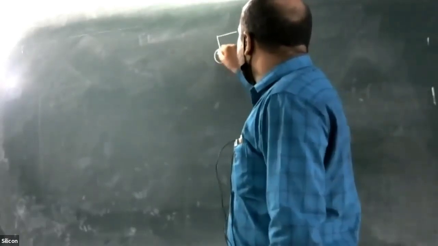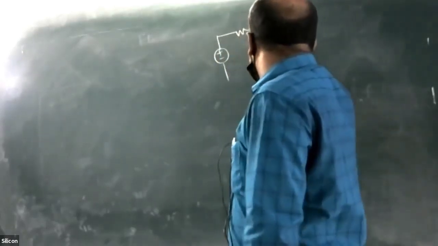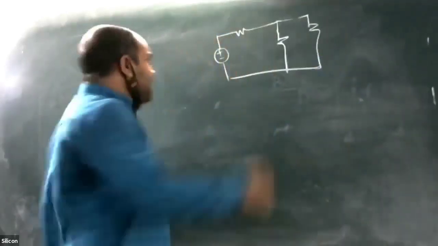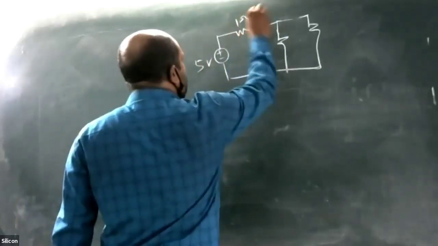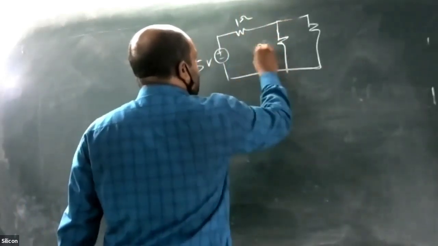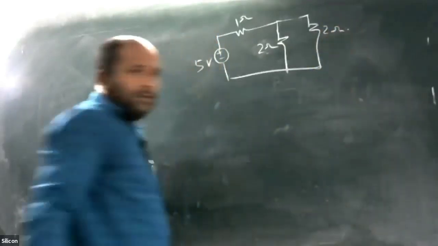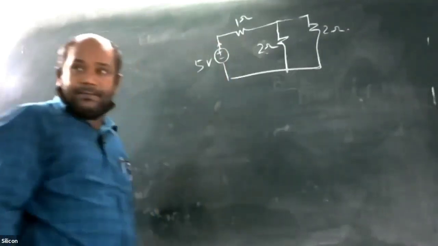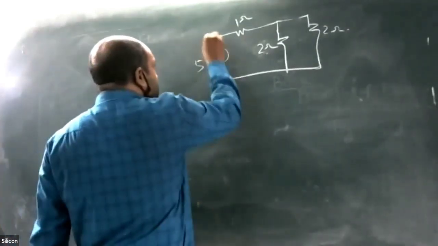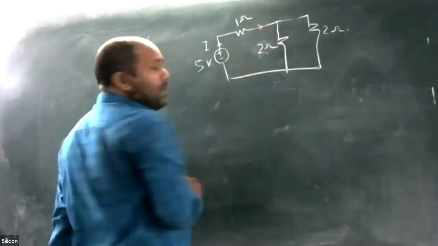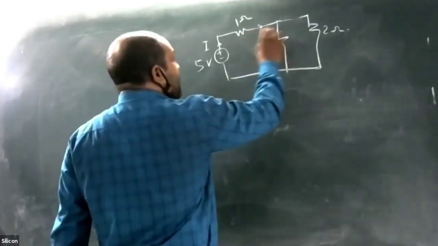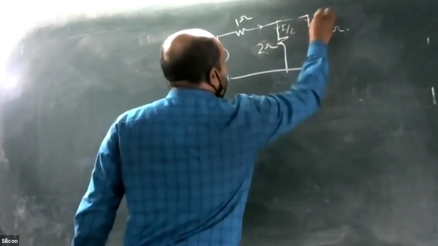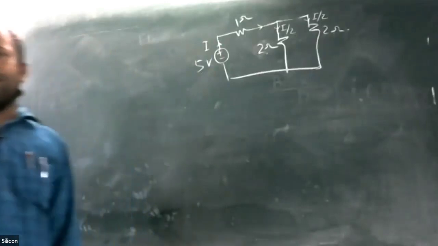suppose some electrical network is with you. This is a resistor, this is a resistor, and this is another resistor here. Let's say this is 5 volts, this is 1 ohm, this is 2 ohm, and this is 2 ohm. Now the current starts from here and moves along; here it is I, and here there will be I by 2, and here I by 2.